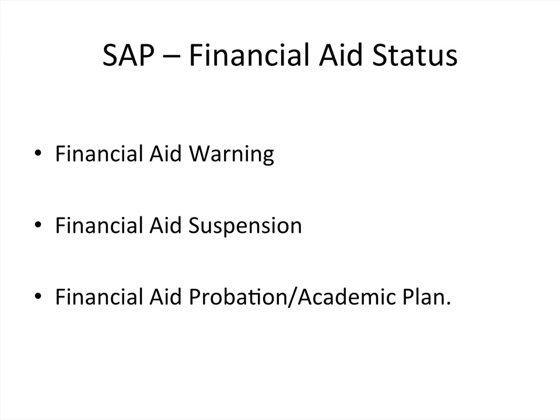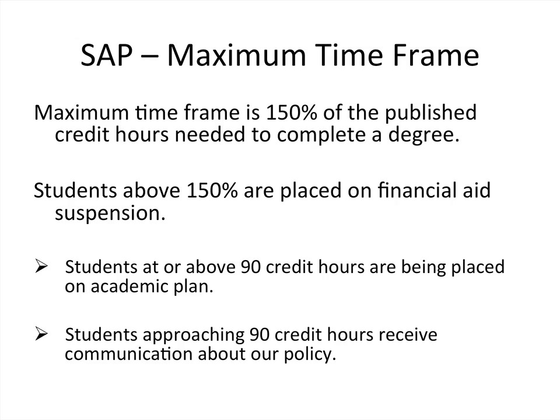Another piece that we look at in SAP is maximum time frame. So really, maximum time frame is 150% of the published credit hours needed to complete a degree. So for example, if a student is attempting to get an associate's degree that requires 60 credit hours, then the student has 90 credit hours to complete their degree.